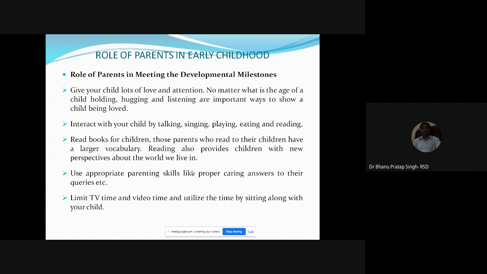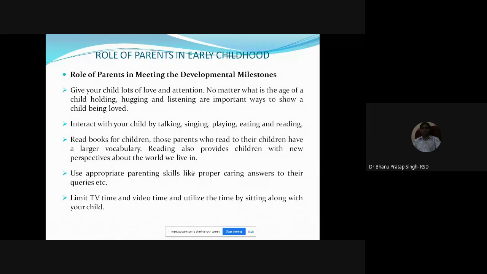because children whose parents read to them have a larger vocabulary, and this vocabulary may be useful to the child as well. Further, reading also provides children with a new perspective about the world we live in. They may also get motivated to learn from books.